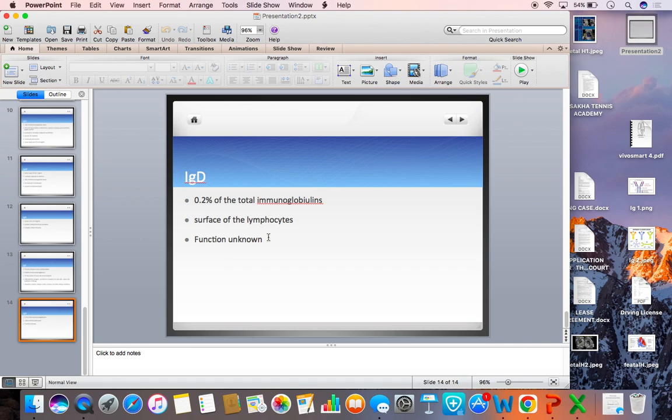IgD, its function is unknown, but it is present in small quantities, amounting to about 0.2% of the total immunoglobulins. It is present on the surface of the lymphocytes. This is a brief account of the immunoglobulins, their structure and functionality.